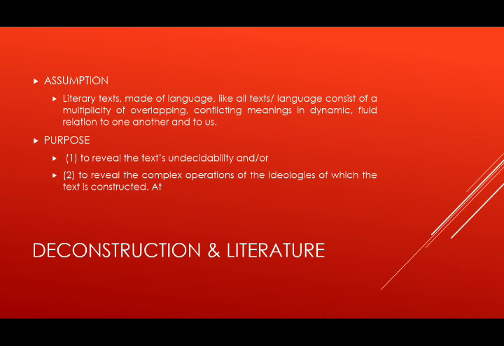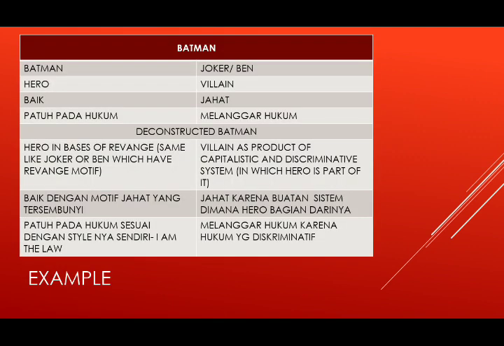Okay, now we go to the last, the examples of analysis. I give you the example of Batman analysis. As you know, in the method of deconstruction, first of all, you have to expose the binary opposition. So for example, in a Batman film, there are Batman and Joker or Bane as a binary. Batman is a hero, Joker or Bane is a villain. Batman is good, while Joker and Bane are bad. Batman obeys the rule, obeys the law, while the Joker disobeys the law. Okay, that is the binary opposition.